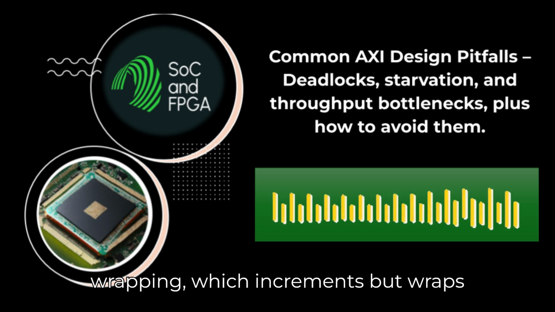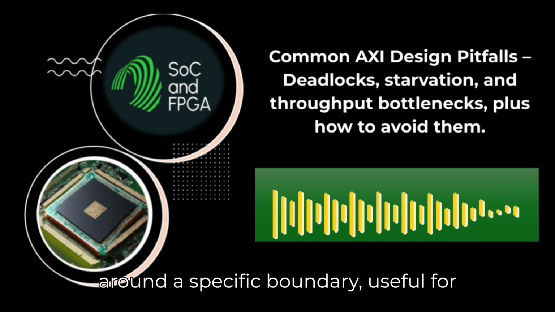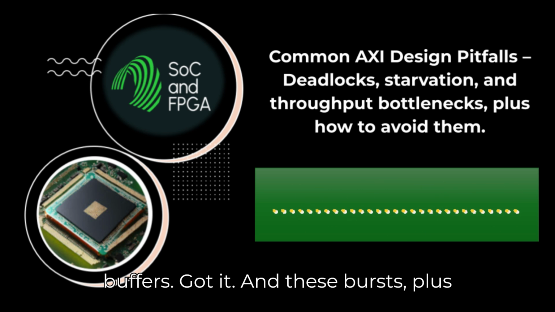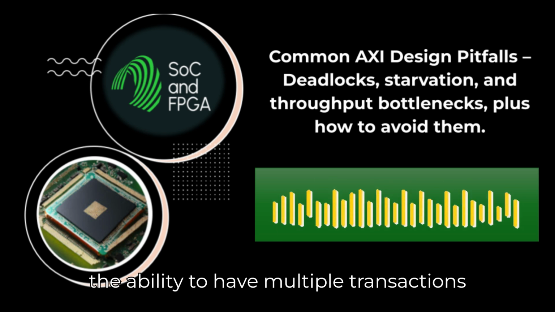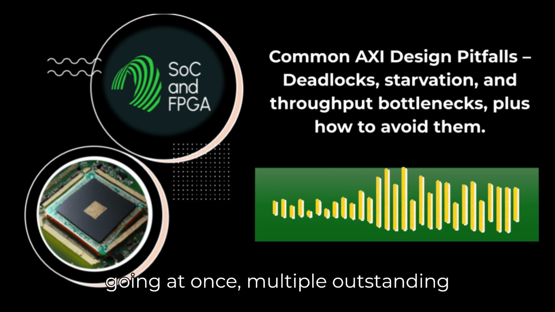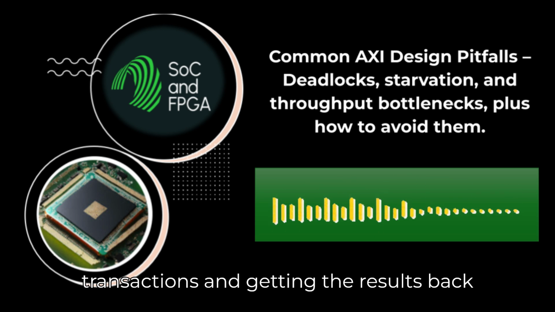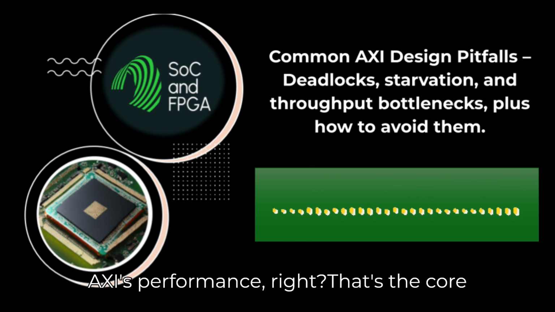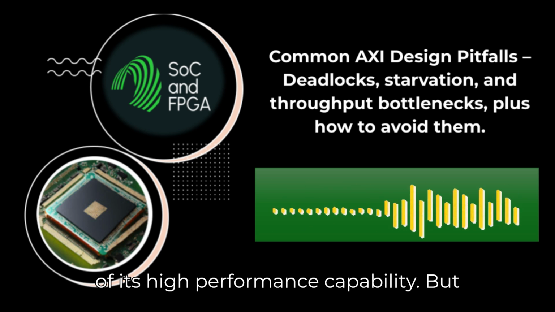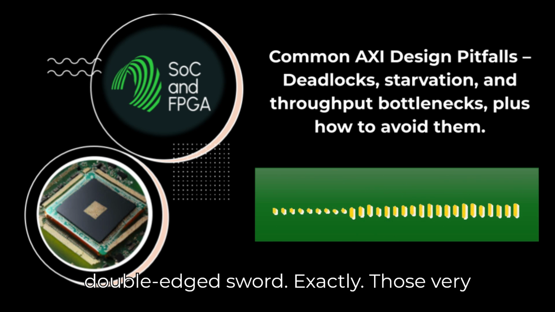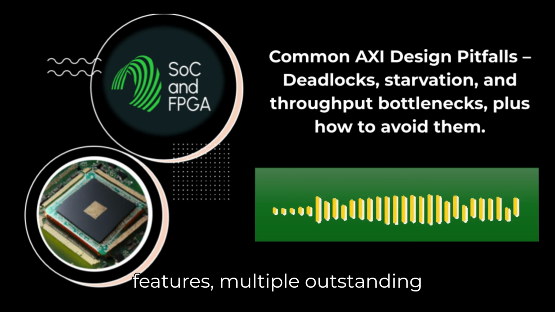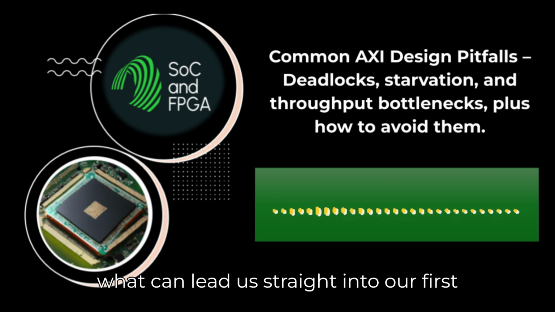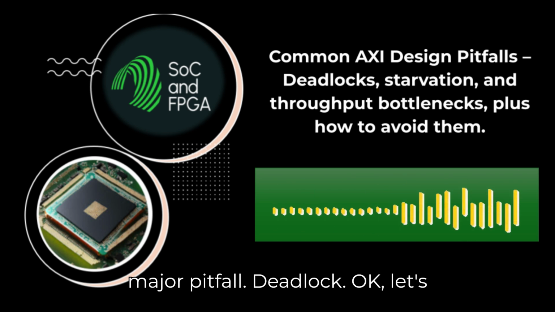Okay. And wrapping, which increments but wraps around a specific boundary, useful for things like cache line fills or circular buffers. Got it. And these bursts, plus the ability to have multiple transactions going at once, multiple outstanding transactions and getting the results back out of order, that's the key to AXI's performance, right? That's the core of its high-performance capability. But, as you hinted... Here comes the double-edged sword. Exactly. Those very features, multiple outstanding transactions, out-of-order completion, are what can lead us straight into our first major pitfall.